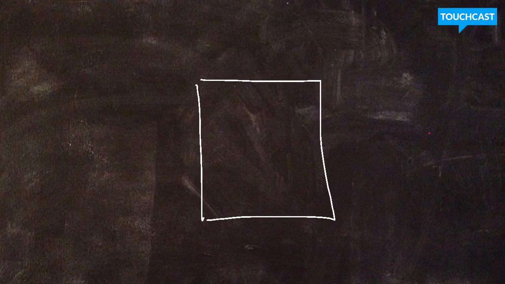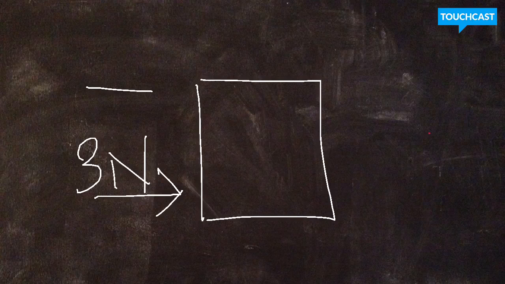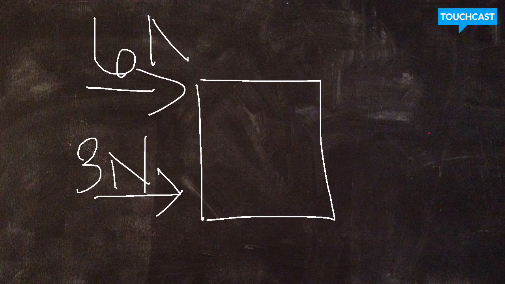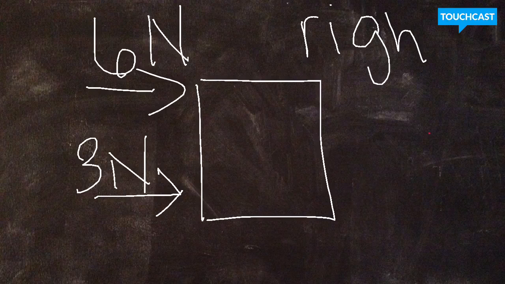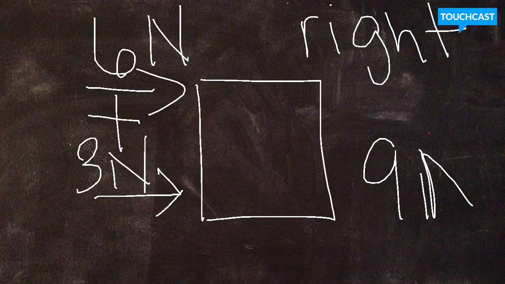Okay, let's get in one more example. Let's say I have this box here, and I got one person pushing 3 newtons this way, and I have another person pushing 6 newtons as well. Okay, so both of these are going to the right. So my forces are both going the same direction, so I need to add these together, just like the note said. So 6 plus 3 is going to be a net force of 9 newtons to the right.